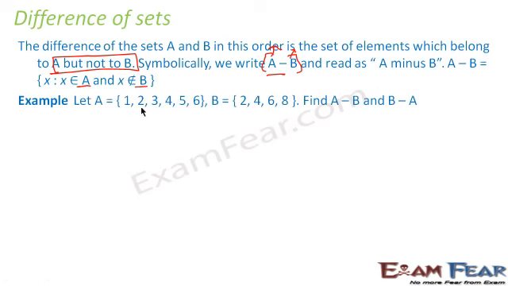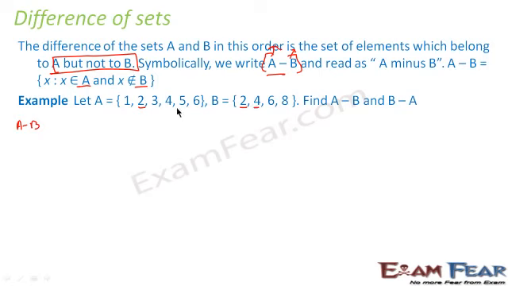For example, in this case, A has 1, 2, 3, 4, 5, 6 and B has 2, 4, 6, 8. Now we want to find A minus B, and also B minus A. To do this using the normal approach, we subtract elements. I'm finding A minus B first, so I'll subtract all the elements of B from A. B has 2, so we'll subtract this.